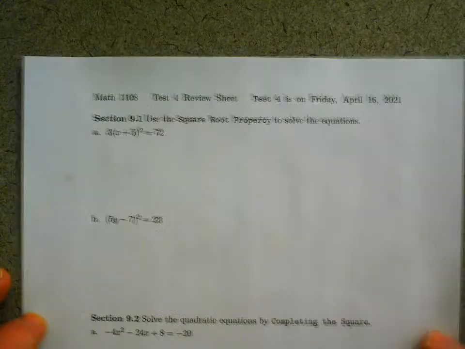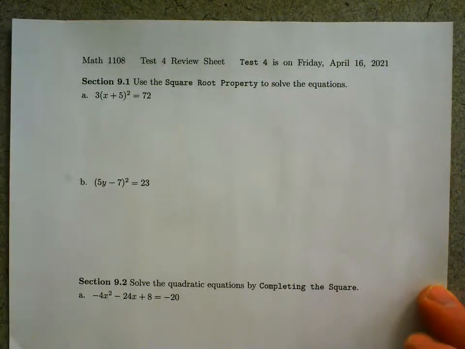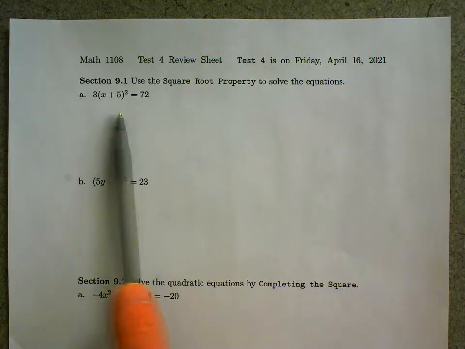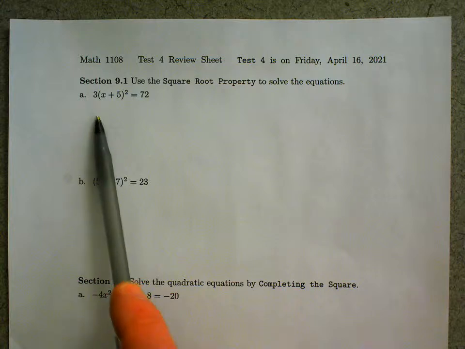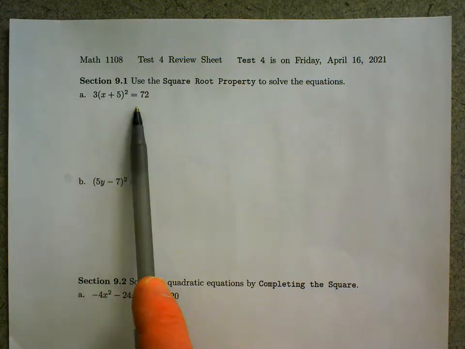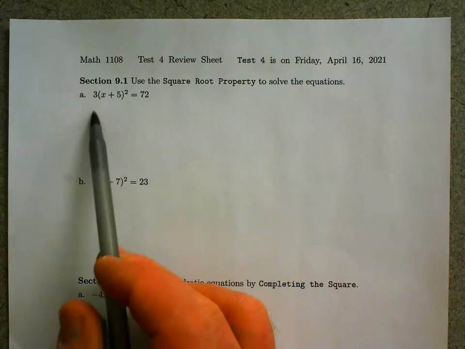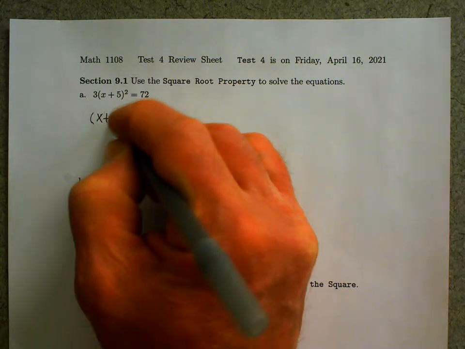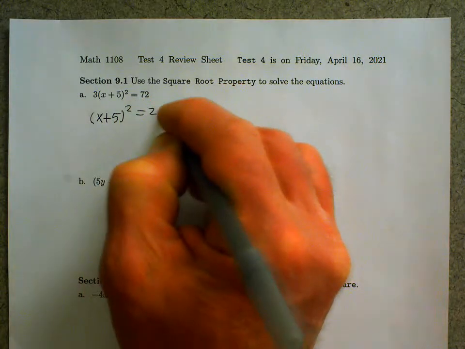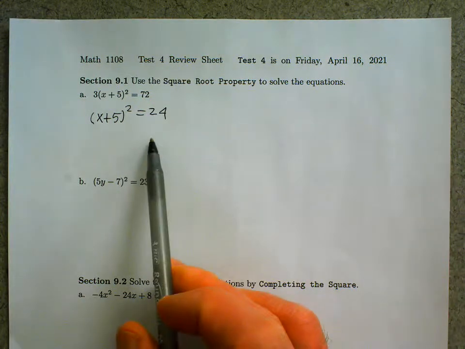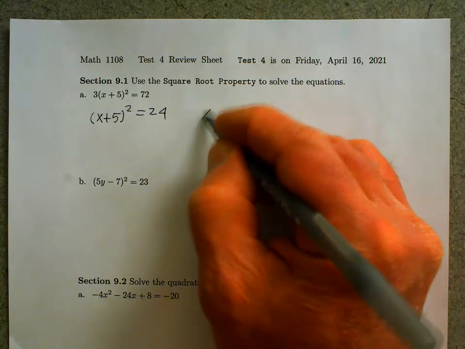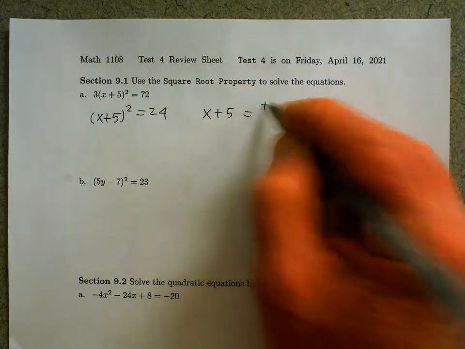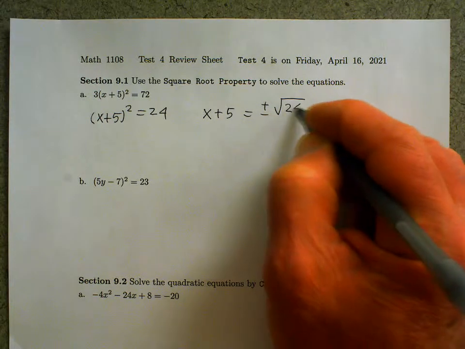Okay, from section 9.1, we use the square root property to solve quadratic equations. So for this one, 3 times the binomial x plus 5 squared equals 72. First, divide both sides by 3, and we get x plus 5 squared equals 24. And then apply the square root property. And when we apply the square root property, we get x plus 5 equals positive and negative square root of 24.